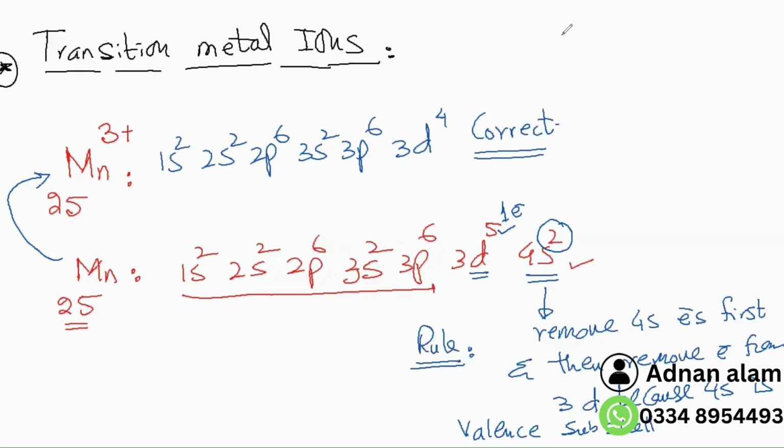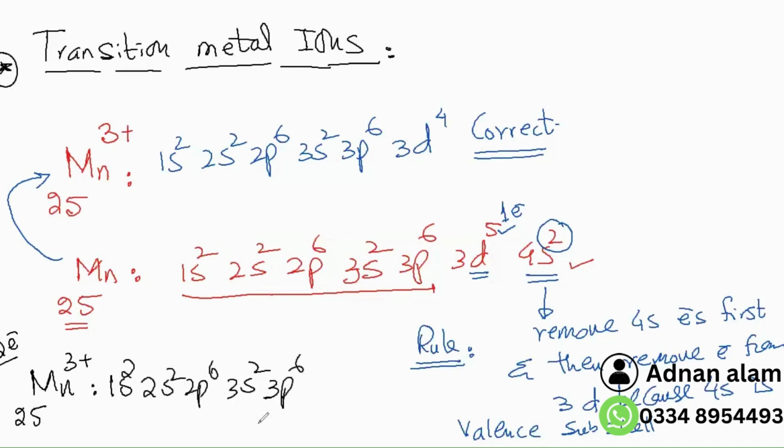Now, what mistake do the majority of students make in transition metal ion configuration? This is a common mistake which you also made in the assignment I gave you. Students take that 25 electrons were there in manganese, and 3+ means that 3 electrons are removed. So we are left with 22 electrons. Then they configure 22 electrons like this: 1s2, 2s2, 2p6, 3s2, 3p6. After placing 18 electrons, they think that 4 electrons are left.